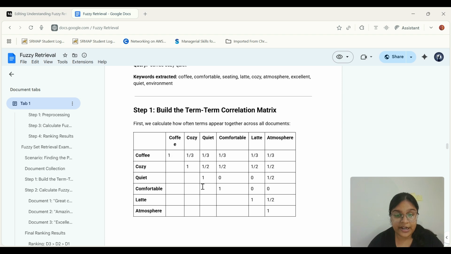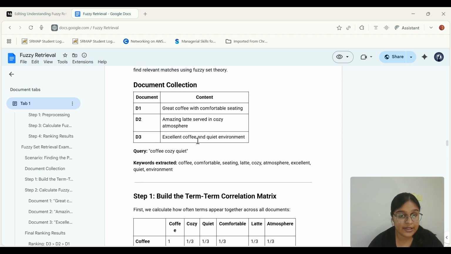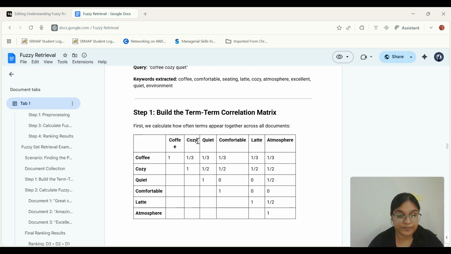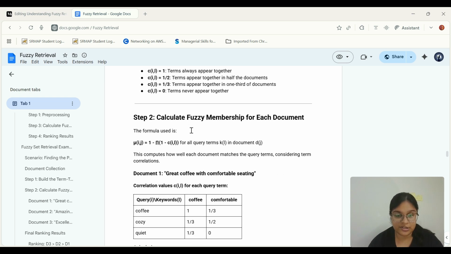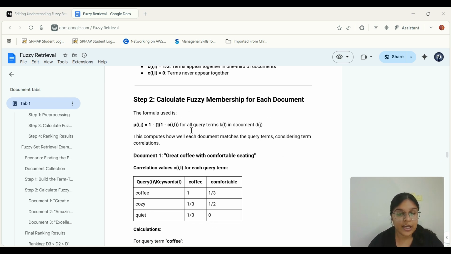And whenever we don't find a match, like quiet and comfortable, we don't see it happening together, so it will be 0. So after all these things, we found that CI and L is 1, CIL which appears in half of the documents is 1 by 2, in one third of the documents is 1 by 3, and which never appear is 0 basically. So now we calculate the fuzzy membership for each document.